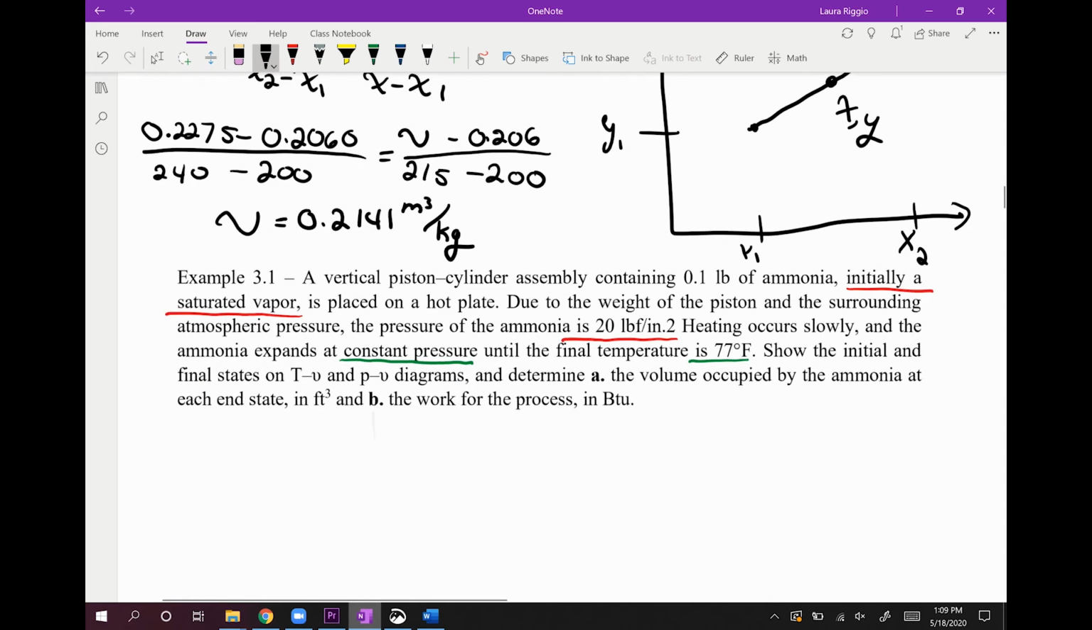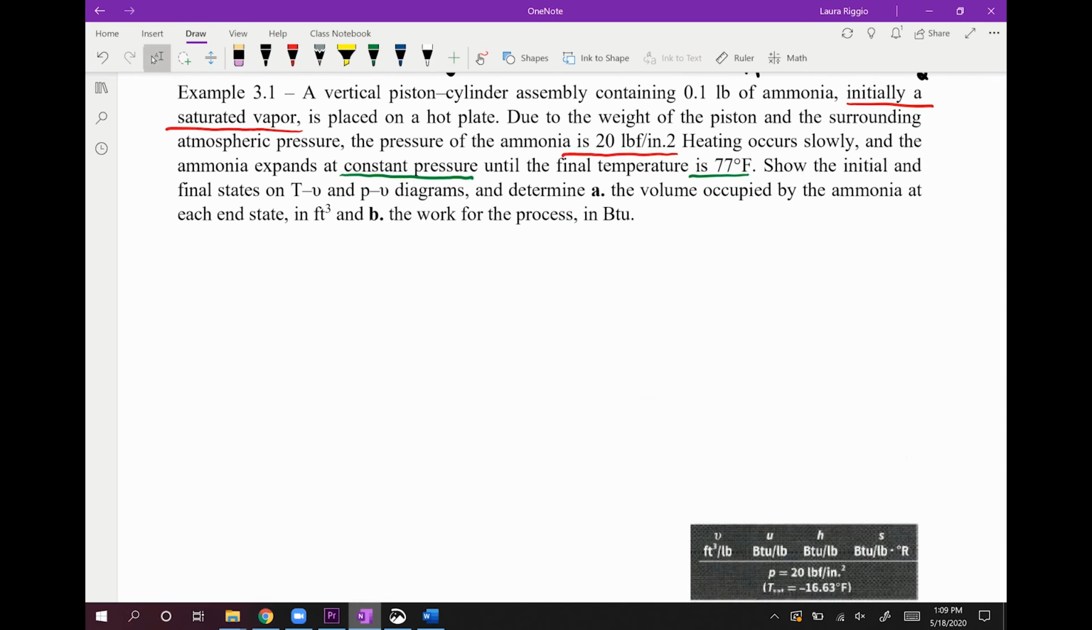Let's look at a quick problem. Here's example 3.1. We have a vertical piston cylinder assembly containing 0.1 pounds of ammonia, initially a saturated vapor. It's placed on a hot plate. Due to the weight of the piston and the surrounding atmospheric pressure, the pressure of the ammonia is 20 psi. Heating occurs slowly and the ammonia expands at constant pressure until the final temperature is 77 degrees Fahrenheit. We want to find the volume occupied by the ammonia at each end state and the work for the process. It also asks us to draw some T-v and P-v diagrams.